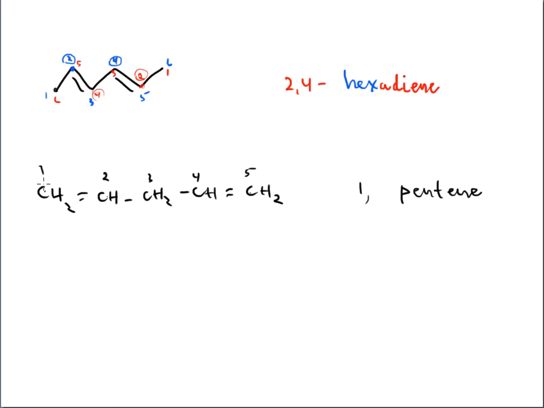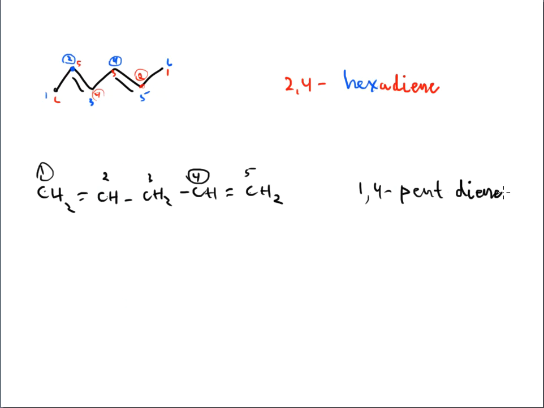So on carbon number 1, there is my first double bond. And then on carbon number 4, there is my second double bond. So it's a 1,4-pentene. Wrong. It's not a pentene. And the reason is because there's 2 double bonds. So I'm going to have to erase this ending. There's 2 of those. So this is a diene.